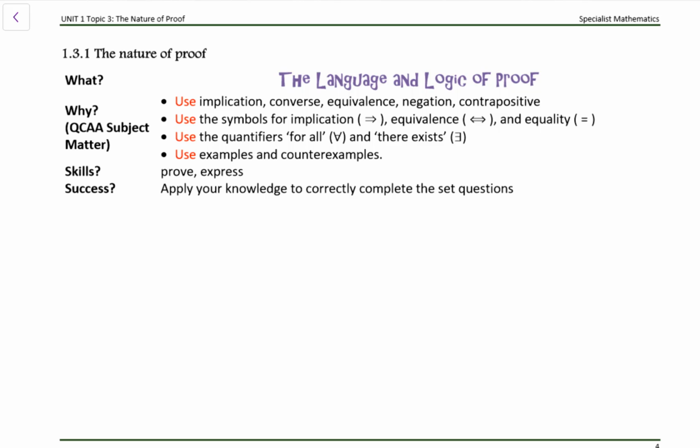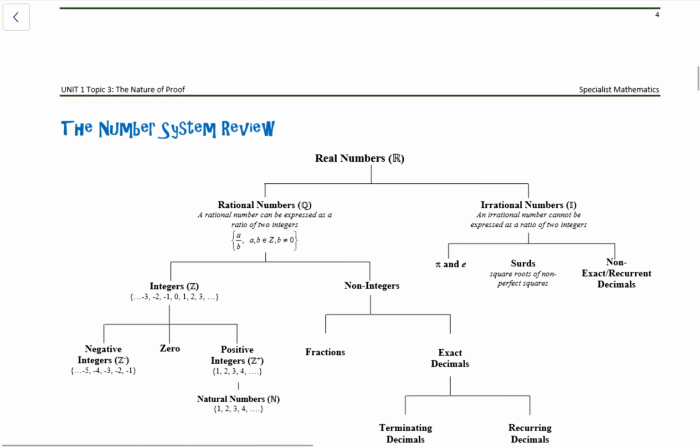This video looks at the language and logic of proof. Why? Our QCAA subject matter is: use implication, converse, equivalence, negation, contrapositive; use the symbols for implication, equivalence and equality; use the quantifiers for all and there exists; use examples and counterexamples. Our skills in addition to use will be prove and express, and our success will be that we'll be able to apply our knowledge to correctly complete the set questions.